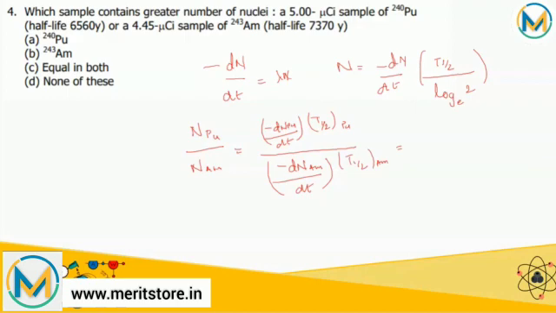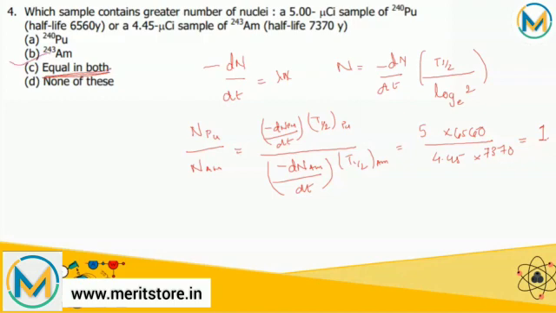When we substitute the values over here, it gives you 5 microcurie into 6560 years, the whole upon 4.45 microcurie into 7370 years. And when you solve it out, it gives you a ratio of 1. That is, the two samples contain an equal number of nuclei. So the correct answer for this question is option C, that is equal in both.